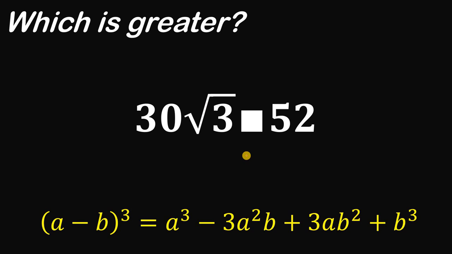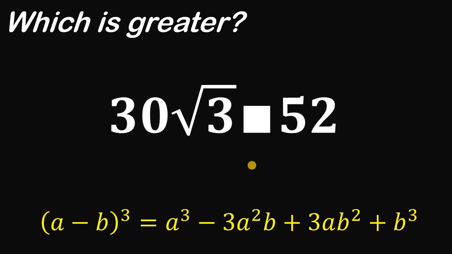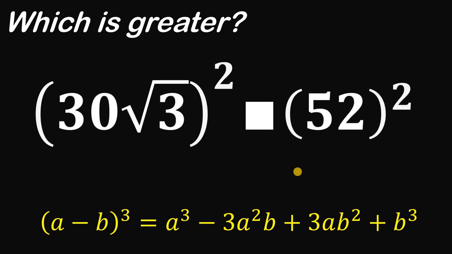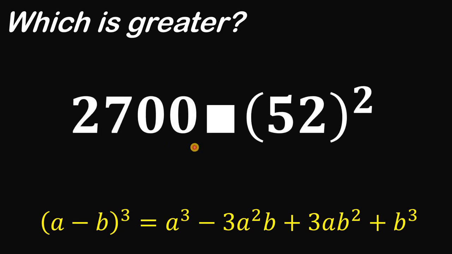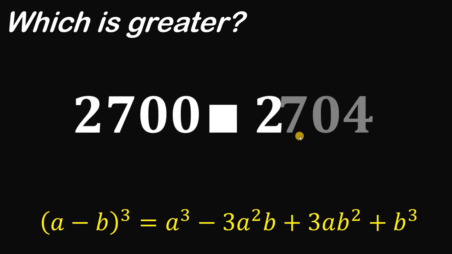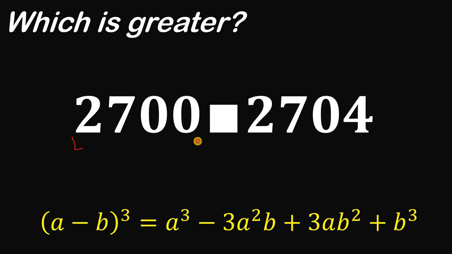Next, to eliminate this square root, let's square both sides. Again, if we do this calculation, the inequality doesn't change. Now, 30 square root of 3 raised to the power of 2: 30 squared is 900, times 3 gives us 2,700. So the left side is 2,700. Now how about the right side? 52 raised to the power of 2, 52 times 52, gives us 2,704. Now we clearly see that the left side must be less than the right hand side.